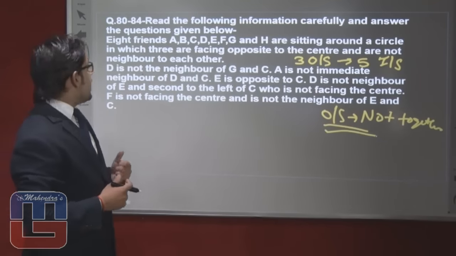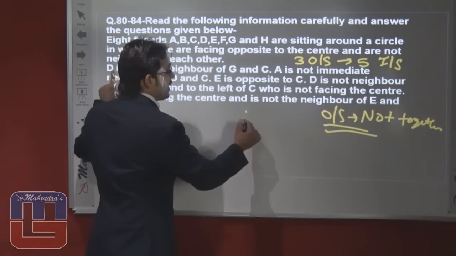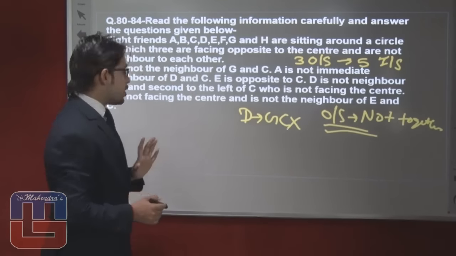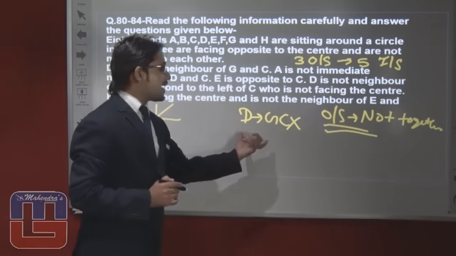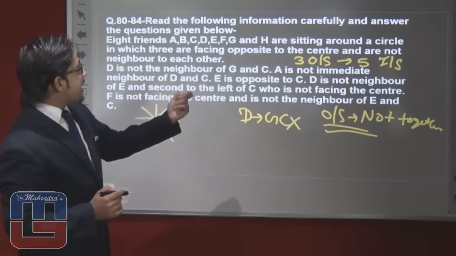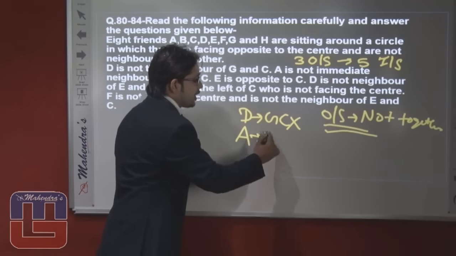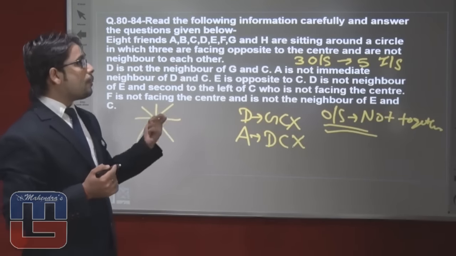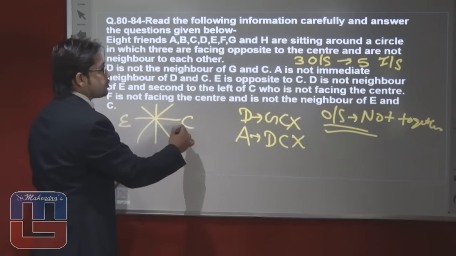As you can see here, D is not neighbor of G and C. First statement is saying D is not neighbor of G and C. We cannot put any of the names still because this is a negative statement. Second statement is saying A is not neighbor of D and C. Again, we have to write over here A is not neighbor of D and C. Third statement is saying E is opposite to C. So first we have to write E is opposite to C.